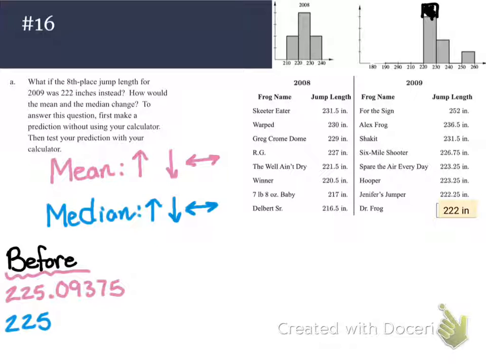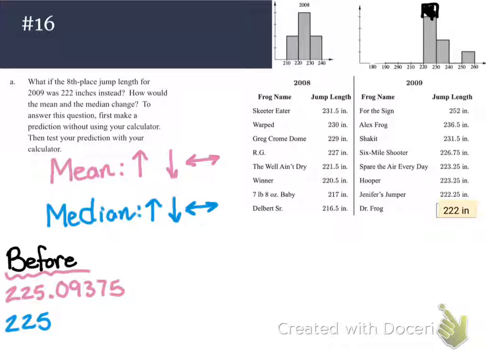And now I have to make my prediction. What's going to happen to the mean? What's going to happen to the median? If you haven't yet made your prediction, pause the video. And if you're ready, let's continue on.